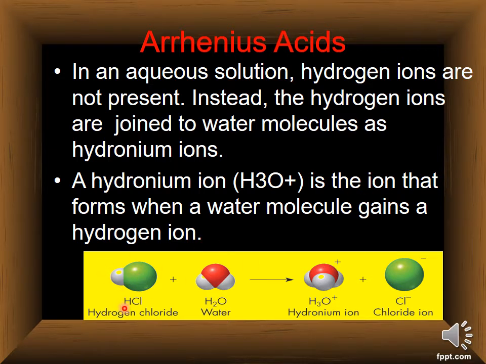Look here, HCl, hydrogen chloride. Hydrogen donates the H+ ion to the water and it becomes H3O+. So when the H+ ion is taken, it becomes H3O+, and this H3O+ is called the hydronium ion. So there are no free H+ ions present in the aqueous solution. How are they present? In the form of hydronium ions.